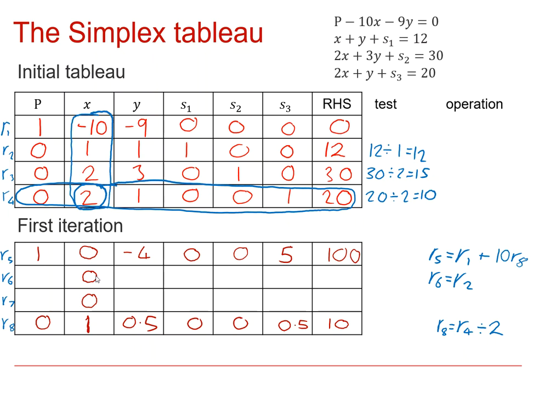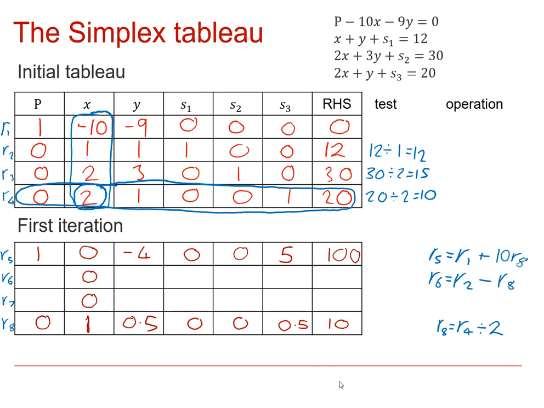Again, it's probably going to be easier to work with R8 rather than R4. We can choose either, because here I've got 1. If I subtract this 1 here, that will give me a 0. So all I need to do there is, I've got row 2. If I subtract row 8, then I'll get a 0 there.